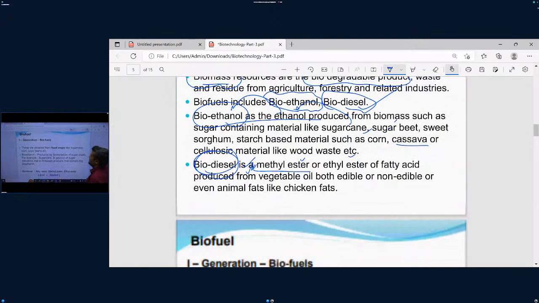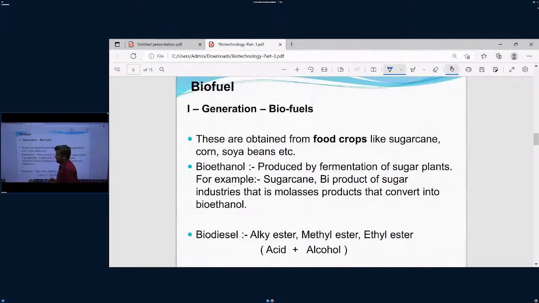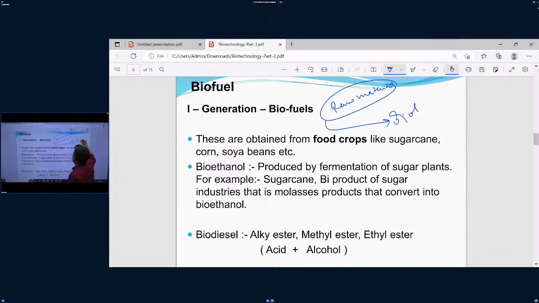Now we will discuss the different generations of biofuel. Here the different generations are classified on the basis of the raw material which is used for the production of the biofuel. Remember this thing.